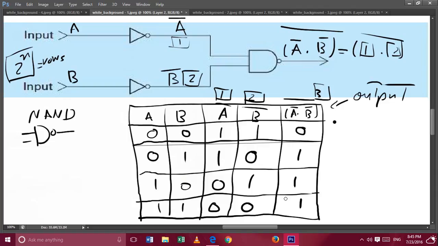If you look at this, what gate is this? This is like OR, right? Because whenever you have 1 in the input, you're having 1 in the output. Look. So the function of this entire circuit is the OR function. It is the OR gate. Okay? This is the function.